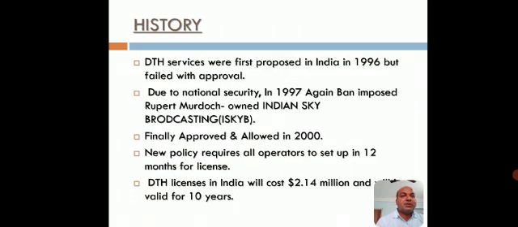The history of DTH. The DTH services were first proposed in India in 1996 and failed to get approval. Due to national security, in 1997 a ban was again imposed. The first DTH service, owned by Rupert Murdoch's Indian Sky Broadcasting System, was finally approved in 2000. A new policy was commenced for all operators to set up within 12 months of licensing. A DTH license in India would cost 2.14 million and the license was valid for 10 years.